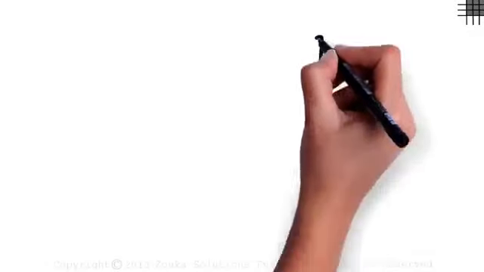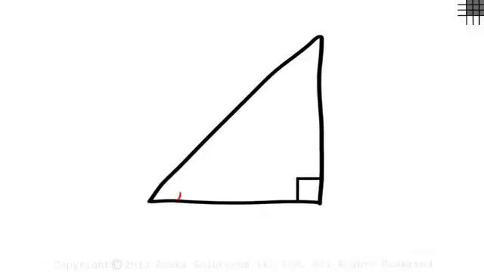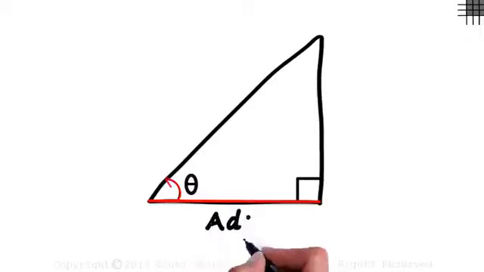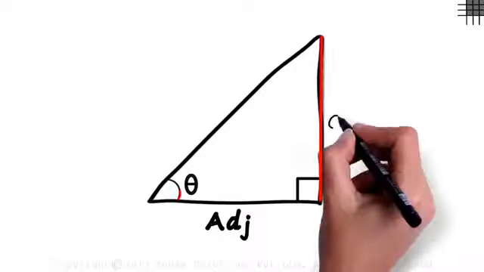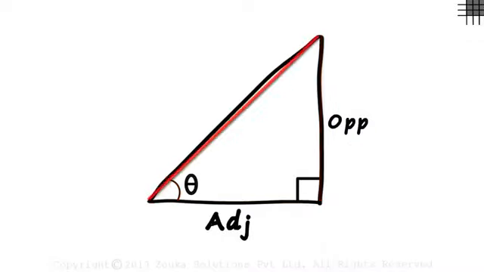In this session, we will look at all the 6 functions in trigonometry using a right triangle. Let this be angle theta. This will be the side adjacent to theta. This will be the side opposite to theta. And this is the hypotenuse.